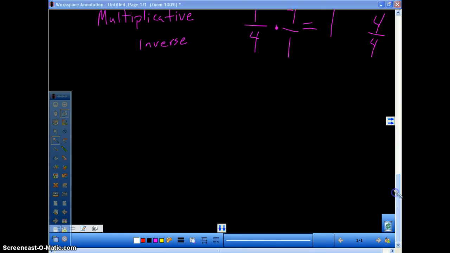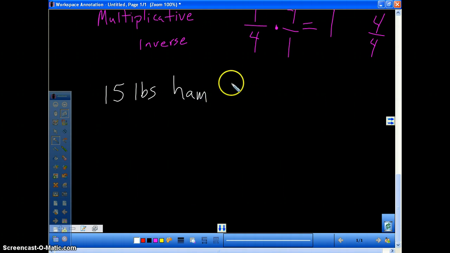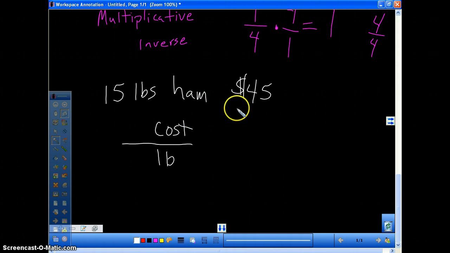So I'm going to leave one thing for you. And this is going to be your warm-up question for tomorrow, and that warm-up question is going to be this: if I buy 15 pounds of ham, we're having a Super Bowl party or something, making sandwiches, 15 pounds of ham, and it costs me $45. I want to know what is the cost per pound, LB per pound. So again, cost being the dollar amount, being pounds. I will set you up at this point right here.